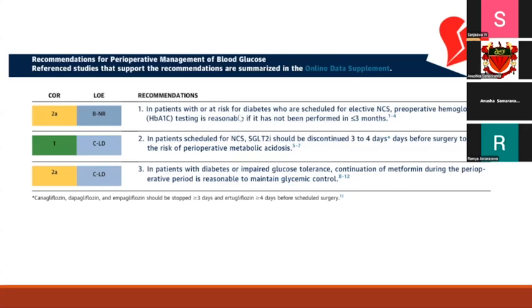And within 3 months of the surgery, it is advisable to do an HbA1c and optimize the blood glucose depending on the HbA1c levels. And more importantly, what is the target blood sugar to be maintained in a patient with cardiac disease during the perioperative period? There were different studies.